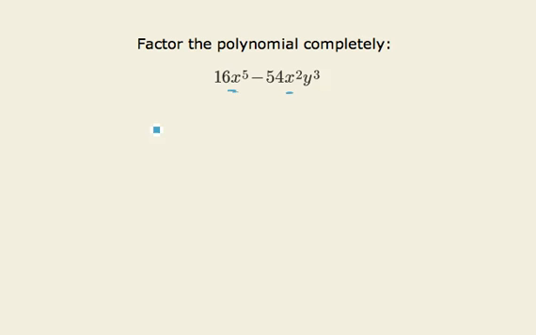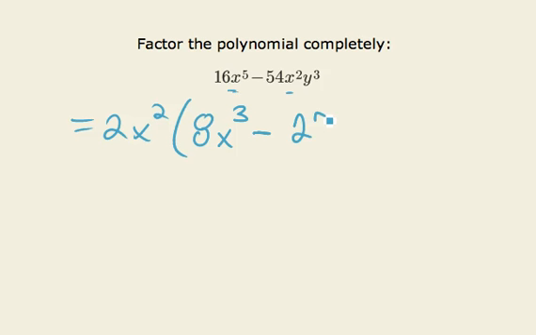So let's do that. We'll pull a 2 out, we'll pull out an x squared, and we'll see what we got. So 2x squared. Pull that out. Take a 2 out of the 16, I'm left with an 8. Take x squared out of our x to the fifth, I'm left with an x cubed. Minus, pull a 2 out of a 54, and we got what left? 27. Pull an x squared out of the x squared, that goes away. I have a y cubed still. So we have this. So this part is factored.